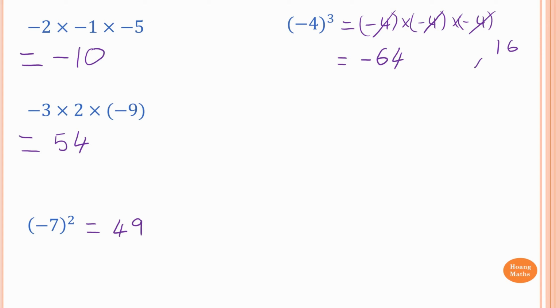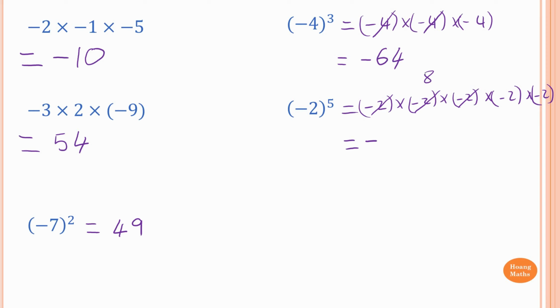So we just write negative first. Now we just multiply the 2s all together. 2 times 2 is 4. 4 times 2 is 8. I just write this first. And then 2 times 2 is 4. Then 4 times 8 is 32. So the answer is negative 32.